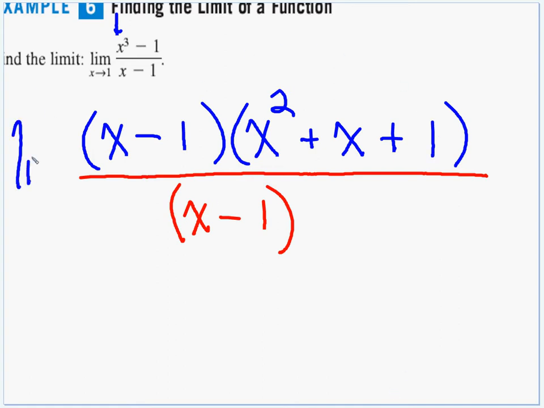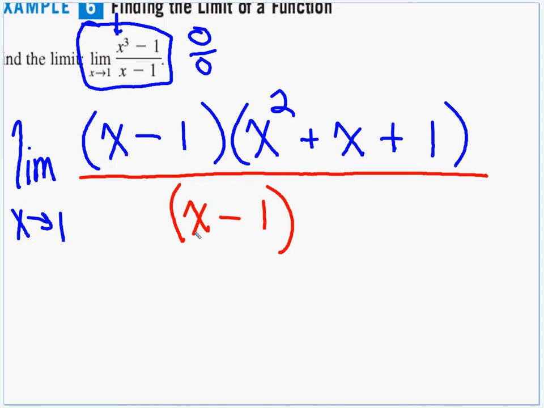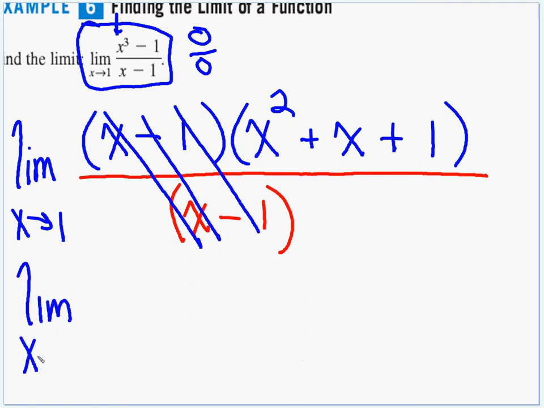And I guess I could have my limit notation in there. So we tried it in the original form, and we got the dreaded 0 divided by 0. So all we've done is factor it. We've not fundamentally changed the problem. We've violated none of the rules of math. We've just factored the numerator, and look what can happen. We can cancel. So I'm going to copy my limit as x approaches 1, and now my function is just x squared plus x plus 1.